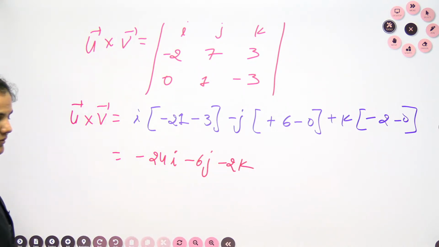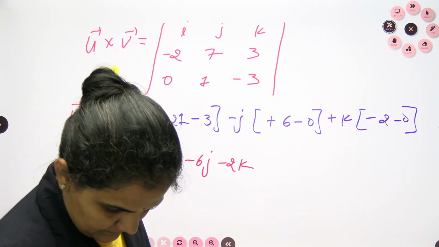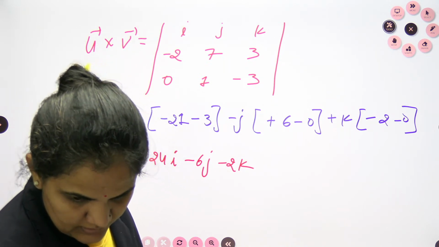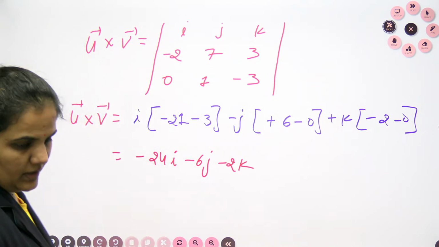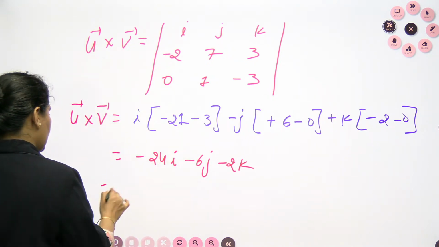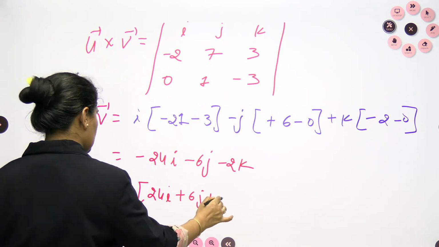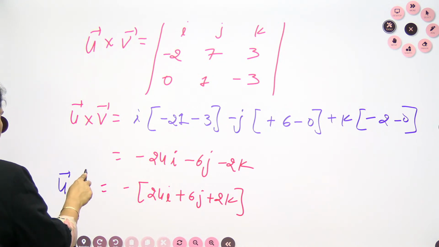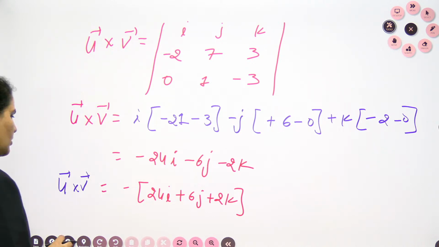So all are negative. If you want, we can take the negative outside. Yeah, it does not make any difference. We can go with AC also, we can go with BC also. It does not make any difference. Here I am having negative, I can take negative outside. It will be 24i plus 6j plus 2k. Okay, this is u vector cross v vector. If you don't want to remove negative, let it be as it is, then also you can solve.